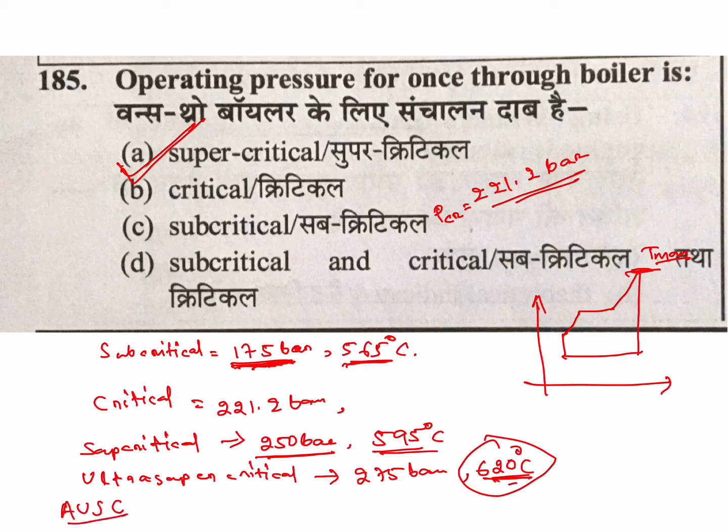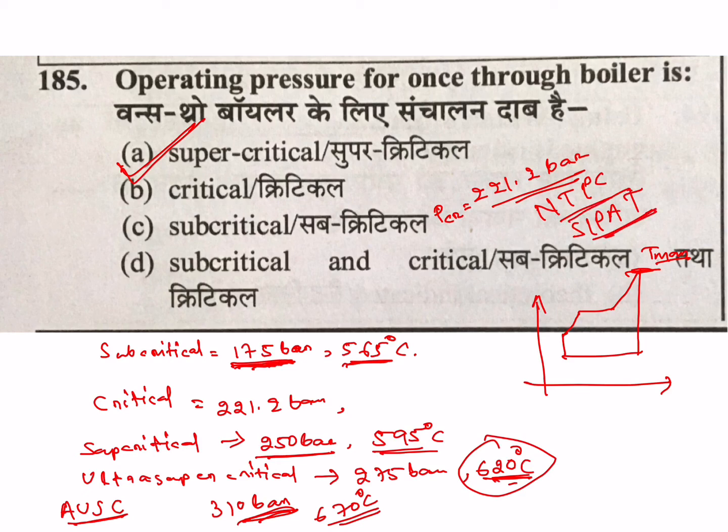Then for AUSC, advanced ultra supercritical boilers, you will get 310 bar pressure, and temperature will become around 670 degrees Celsius. High grade materials they are using. In NTPC Sipat unit, you will get this one.